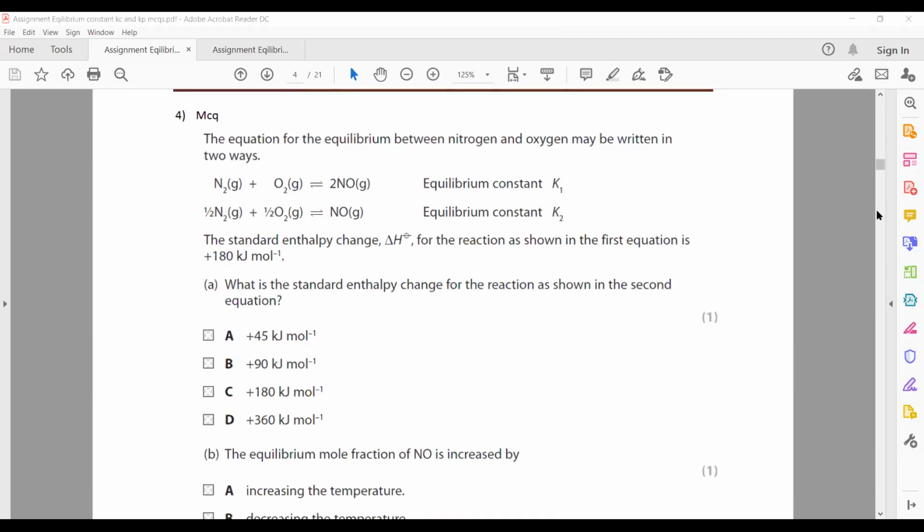The equation for equilibrium between nitrogen and oxygen may be written in 2 ways. The standard enthalpy change, delta H, for the reaction as shown for the first equation is 180 kilojoule per mole. What is the standard enthalpy change for the reaction shown for the second one? Question 4. What could be the answer? The delta H, enthalpy change.